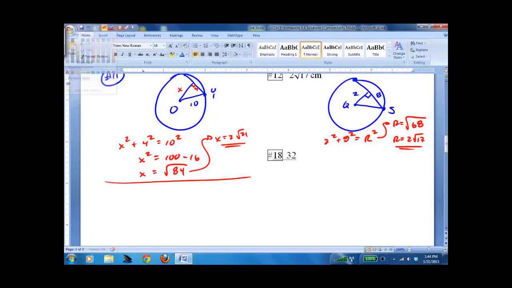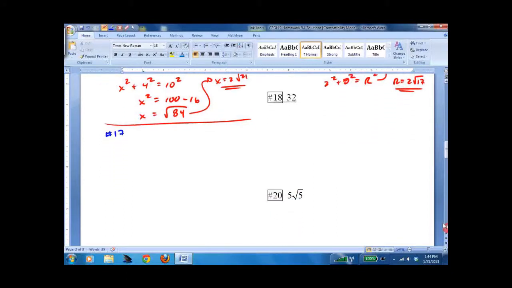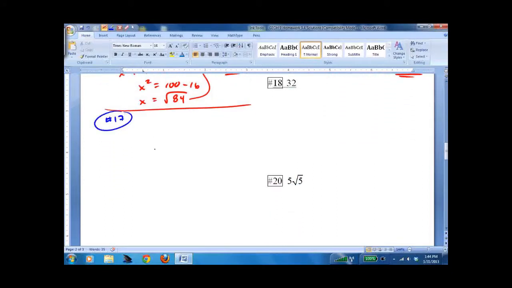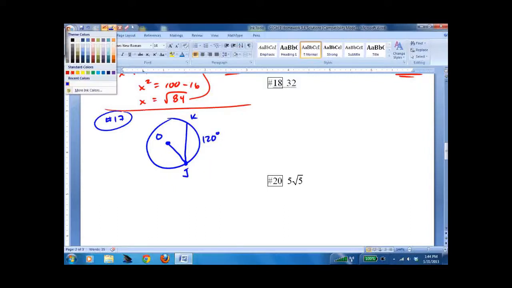Running out of space a little here, but we'll do the best we can. Number 17. Got a circle. If you haven't tried this because you just say, oh, I can't do it, I really recommend you try it before I do it. It's 120 degrees. So draw on your radii that you can't see, and then see what you can do. I'm going to do it right now.